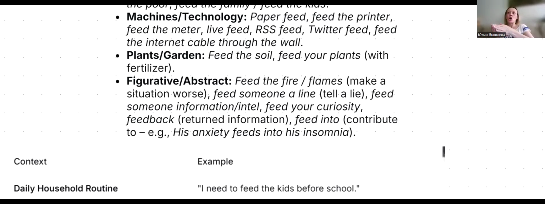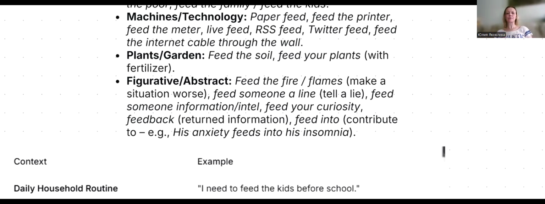Like let's say your wife is angry or your husband is angry, and you start speaking about something this person really hates, so it means you feed the fire. Okay? So you do something to feed the flames, you do something to make a situation even worse than it is. Feed someone a line means to tell a lie.